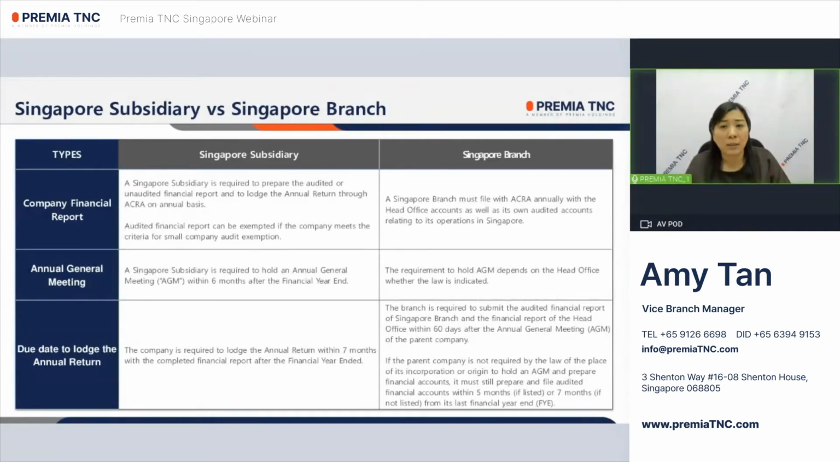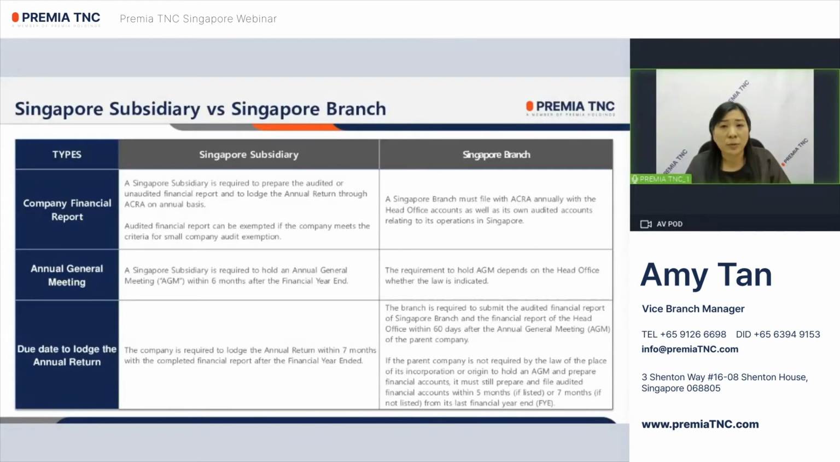Annual general meeting. A Singapore subsidiary is required to hold an annual general meeting, AGM, within 6 months after the financial year end. As for Singapore branch, the requirement to hold AGM depends on the head office. In terms of due date to lodge the annual return, Singapore subsidiary is required to lodge the annual return within 7 months with the completed financial report after the financial year ended.